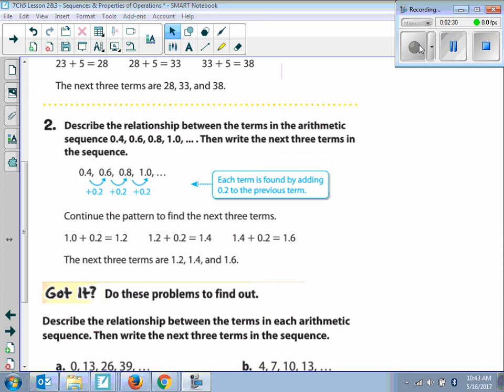So here we have an example with decimals, okay? It's the same thing. We've got 4/10, 6/10, 8/10, and 1 whole. Now, to get from 4/10 to 6/10, we're just going to add 2/10. From 6/10 to 8/10, again, we're adding 2/10. So each time we're adding 2/10, so we can find the next 3 terms by adding 2/10 to the previous term.